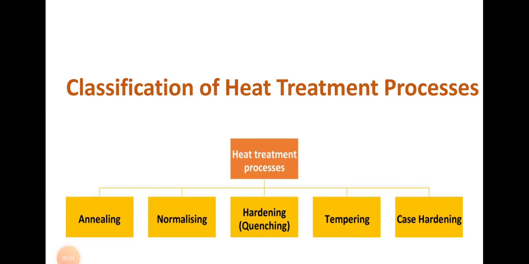Today I will discuss the topic of heat treatment processes. We know that heat treatment is nothing but the heating and cooling of any metal, and due to that, its physical and mechanical properties change without any change in product shape. So there are mainly four types of heat treatment processes: annealing, normalizing, hardening and tempering. It may include case hardening, which we can see later.